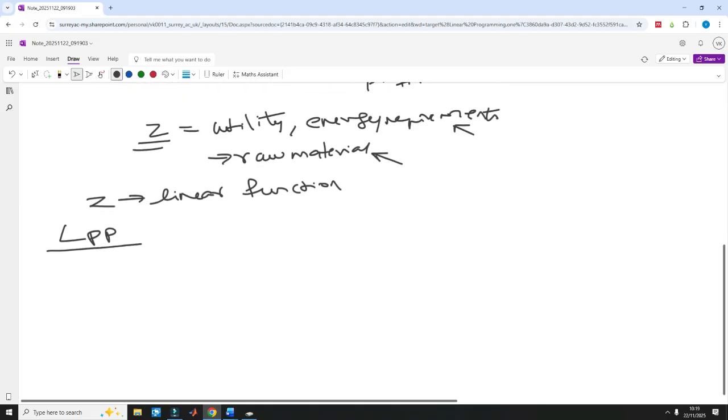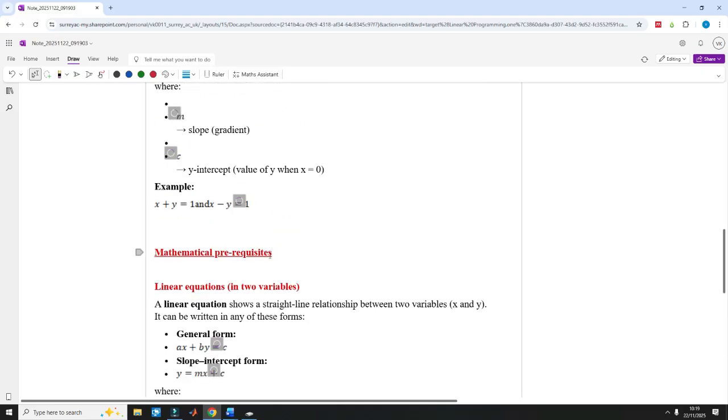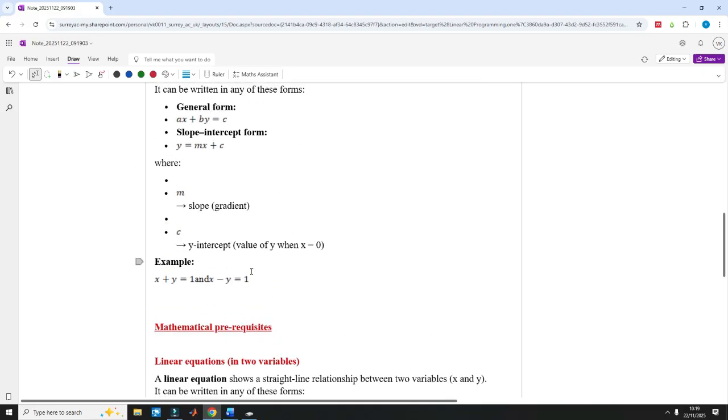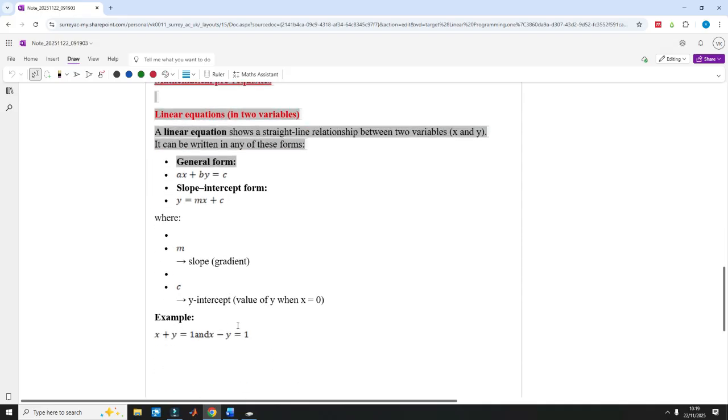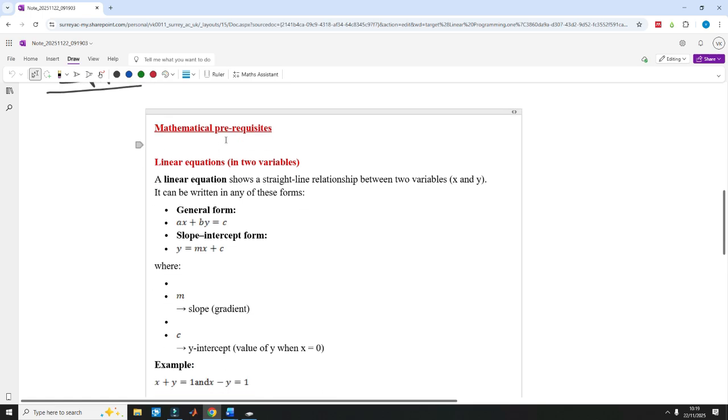I'm going to begin with, as I said, some mathematical prerequisites. You should know how to solve a few things. This is something you may know already. So what do we mean by mathematical prerequisites? I will begin with something called a linear equation. This is something you already know.